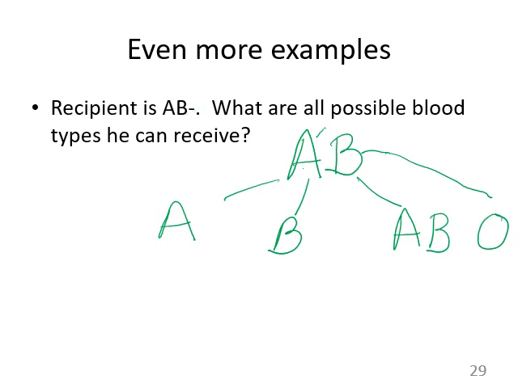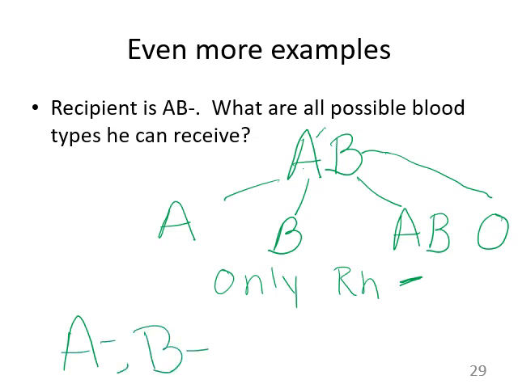Let's go back now and add in our RH. This person is RH negative. I cannot put D antigen into their body, so I can only give them RH negative blood. So my blood types would be A negative, B negative, AB negative, and again, anybody can get O negative.